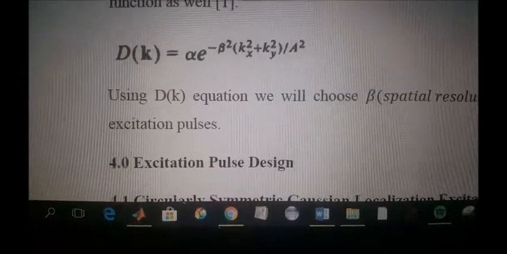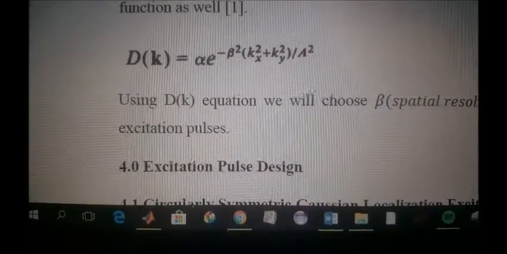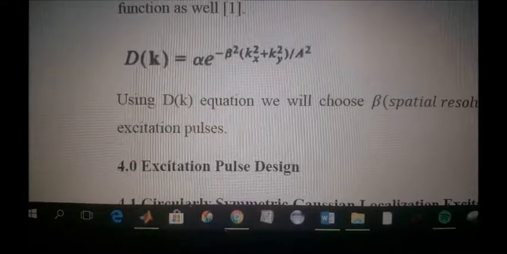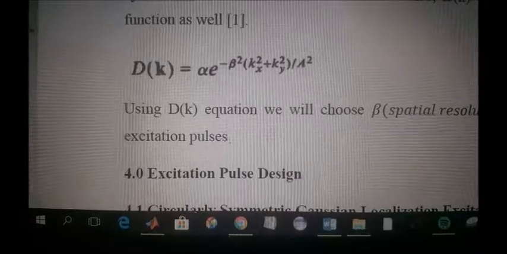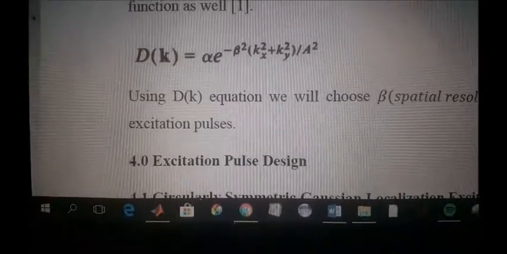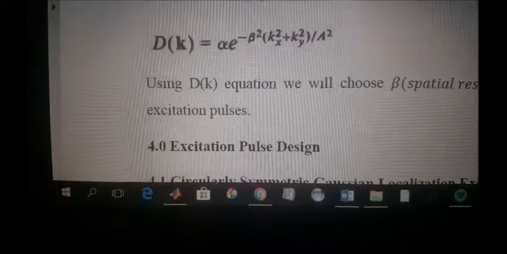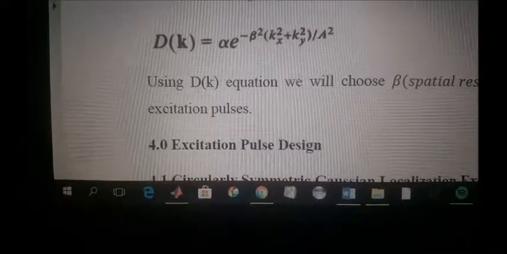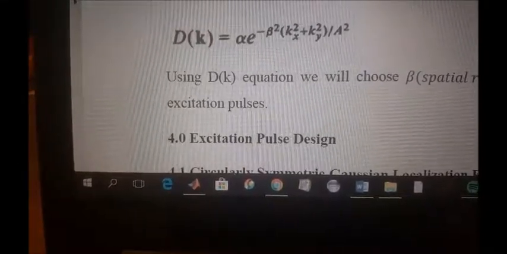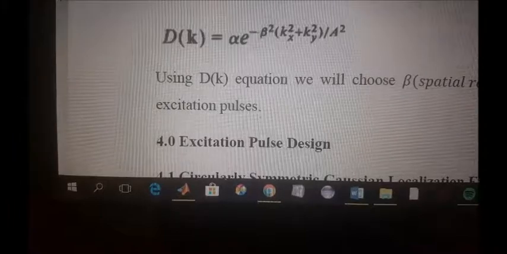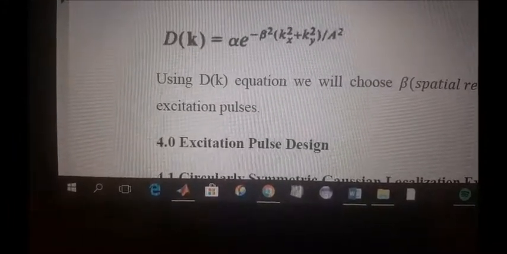As the second phase, in order to start designing a 2D selective excitation, first we need a spatial frequency weighting function, d of k. The Fourier transform of d of k will give the localization we want. For the pencil beam shaped excitation pulse design, we will define a circularly symmetric Gaussian localization excitation. Thus, d of k will be a circularly symmetric Gaussian function as well. Here we can see the equation, and we will use this equation to choose parameters beta and a.